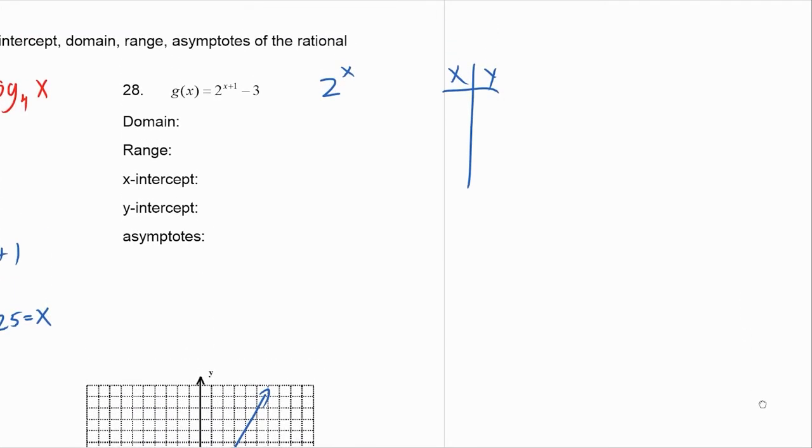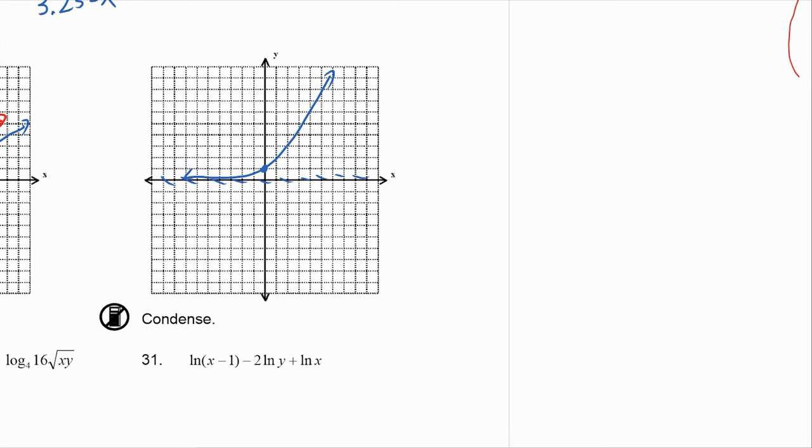Now, if I talk about its movement, I move plus 1, so that means I'm moving to the left 1 unit and down 3. So take the ordered pair that I originally had, move it left 1, down 3. 1, 2, 3. Place my point right there. The horizontal asymptote now changes down 3 units. And my graph is going to look like this.